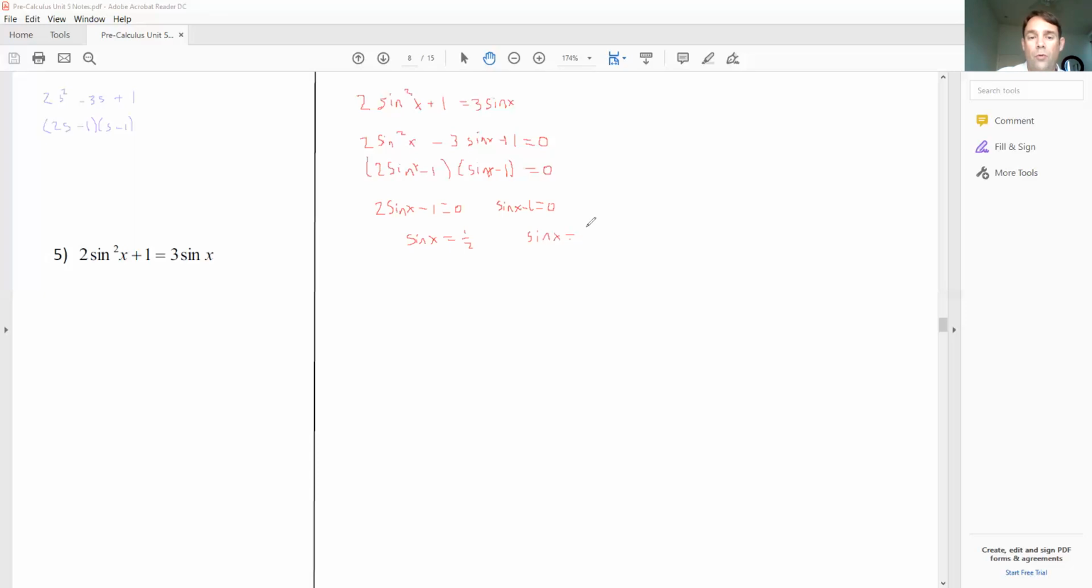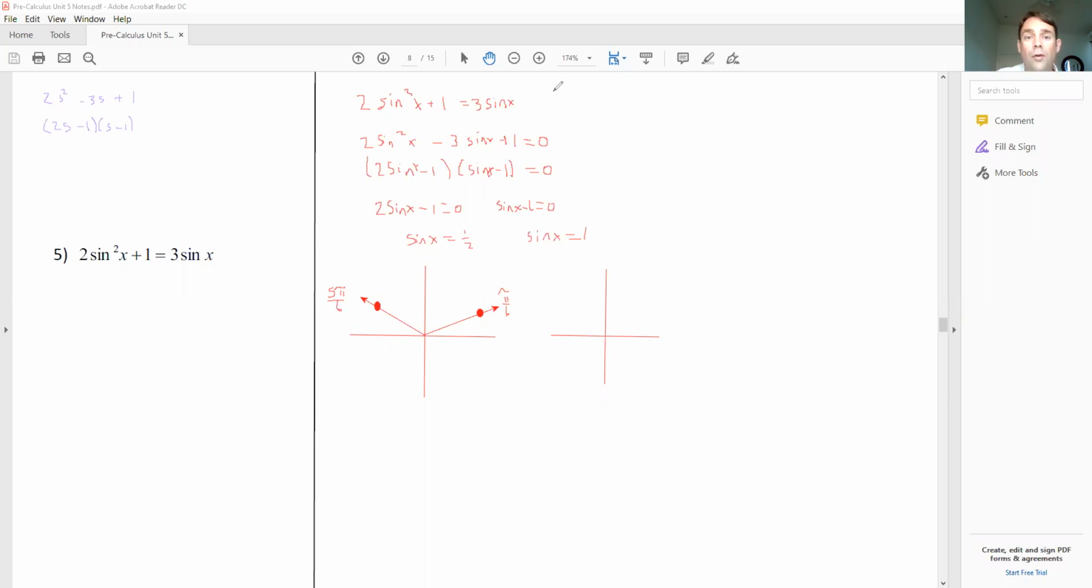So we're going to try to figure out when is sine x equal to 1/2. So we're going back to our unit circle again. And then sine x equal to 1. All right, so sine x equal to 1/2. That'd be down here and over here. So those values would be at pi over 6 and 5 pi over 6. Well, I know these are both on the same side of the x-axis, so there can't be any symmetry there.